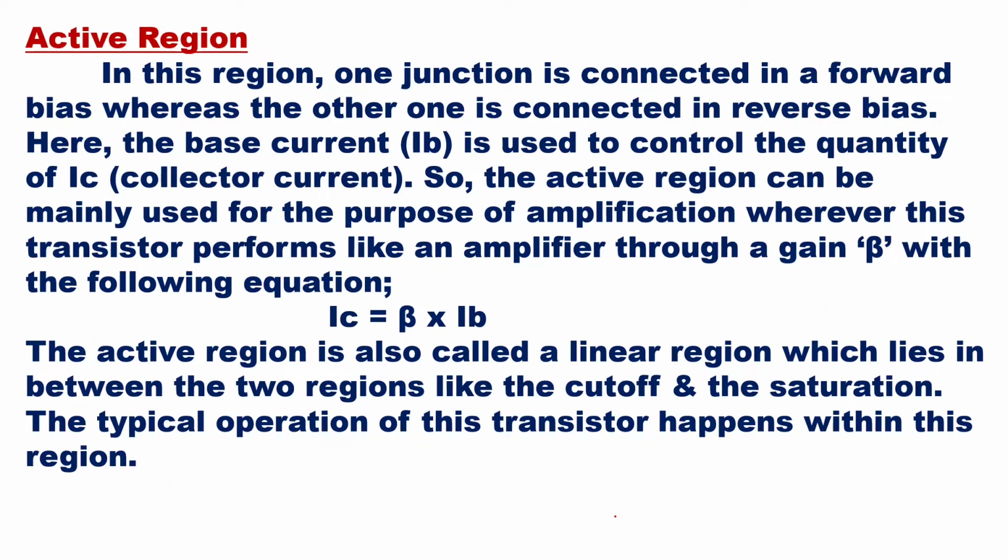So here, active region. In this region, one junction is connected in forward bias, whereas the other one is connected in reverse bias. Here, the base current IB is used to control the quantity of IC, the collector current. So the active region can be mainly used for the purpose of amplification, wherever this transistor performs like an amplifier through a gain of beta.